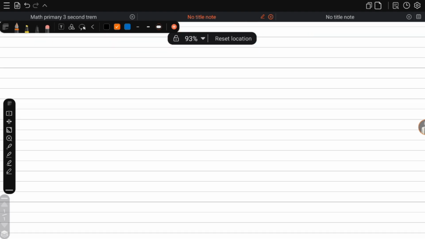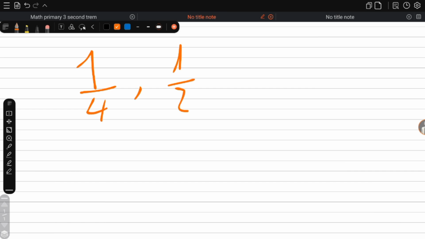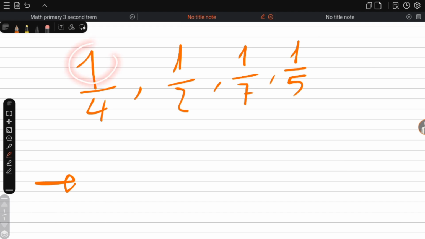Okay, another question. If I have 1 over 4 and 1 over 2 and 1 over 7 and 1 over 5, and they ask you to arrange these numbers ascendingly. Ascendingly means from the smaller fraction to the bigger fraction. So which fraction here is the smallest? Okay, mister, I see here that they have like numerators. When they have like numerators, the bigger denominator gives the smaller fraction. So which one has a bigger denominator? 1 over 7. So 1 over 7 is the smallest fraction.